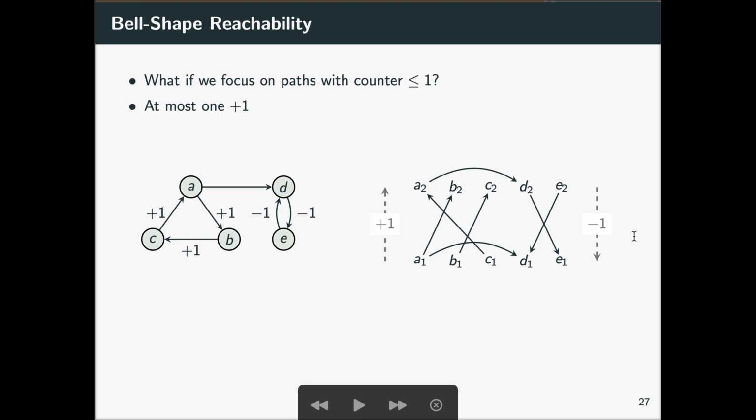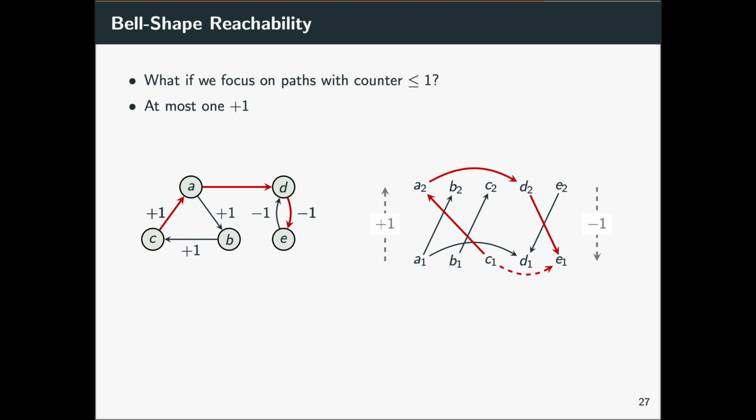In our example here, when we go from A to B, we increase the counter, which is captured on the right by jumping from the first to the second layer of the graph. Similarly, when we go from D to E on the left, we decrease the counter, which is captured on the right by jumping from the second layer to the first. It is easy to see that computing standard reachability on the right will capture all bell-shaped paths that have the counter bounded by 1.